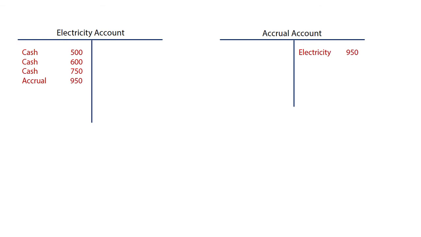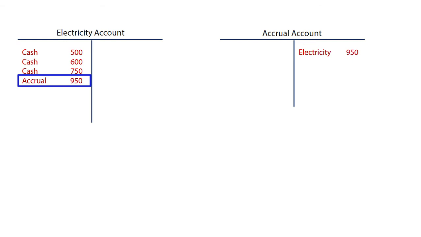So if you look at the first entry, the $500, we will debit the electricity account and credit the cash account. You're not expected to solve for the cash account, which is why it is not present. We also debit the electricity account for $600 and credit the cash account. The third payment was $750, so we debit the electricity account for $750. Now the last quarter was $950, but this was not paid, so we cannot enter it as cash. Rather, we enter it as an accrual, an amount outstanding.